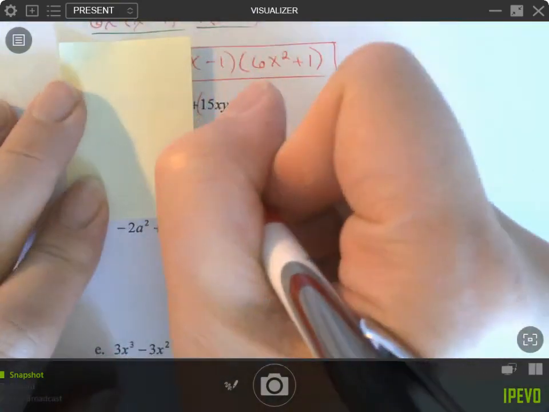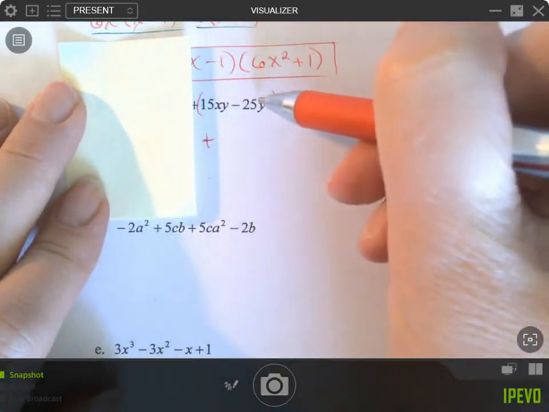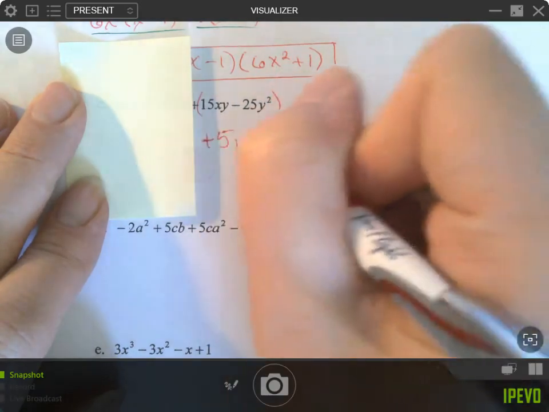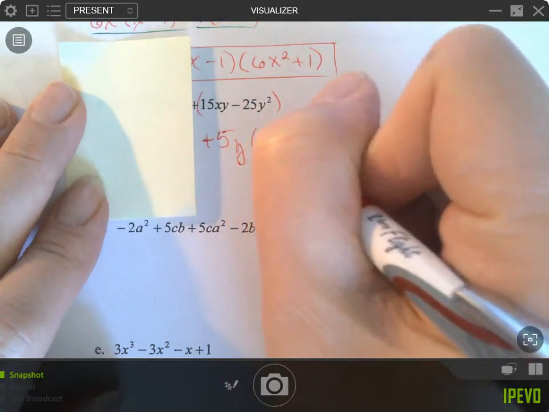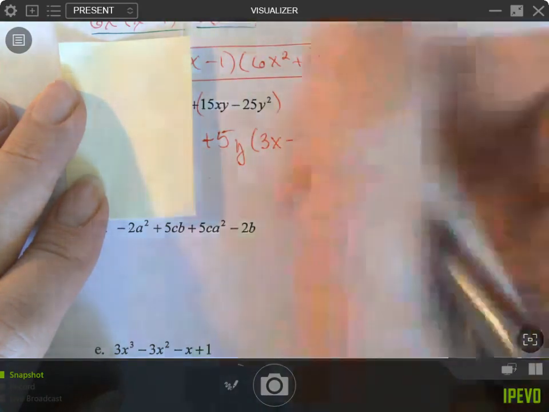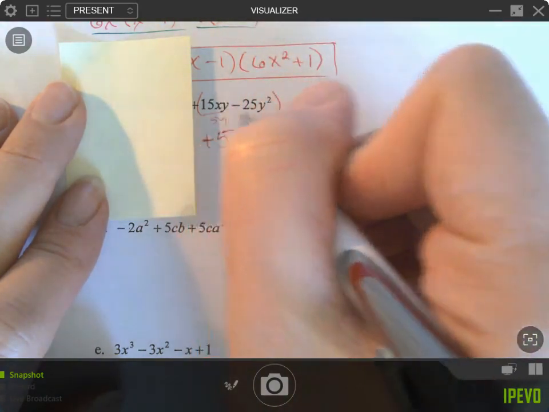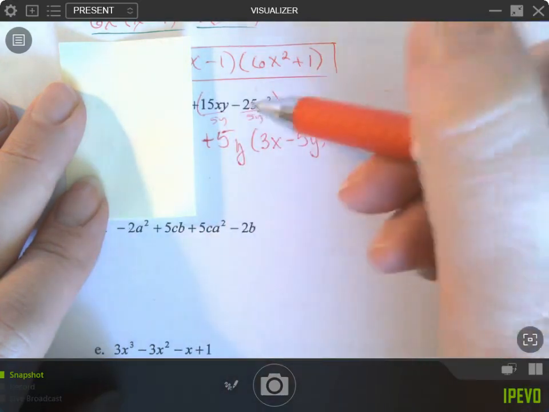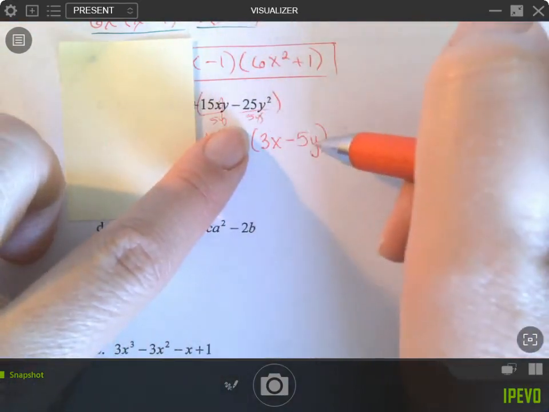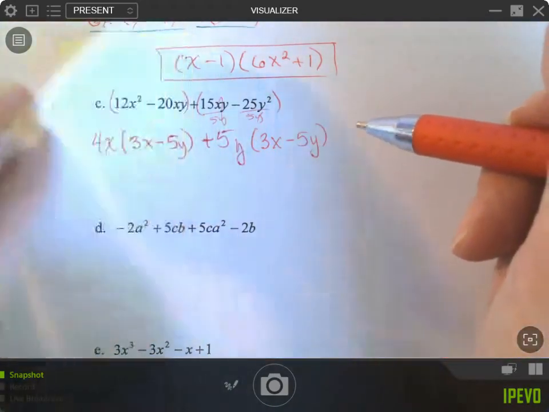Greatest common factor. Now, what do these two have in common? A 5 and a y. What's left over? Okay, now for some of you, if it helps you, you can put that little divided by 5y under each of these. And so there's the 3x because this cancels, and there is the minus 5 with 1y.